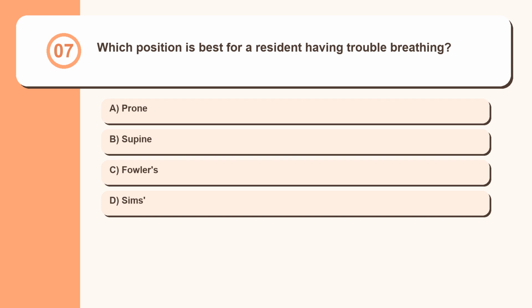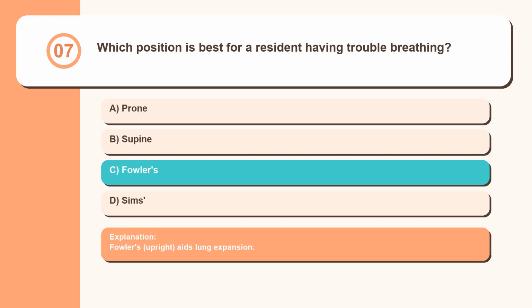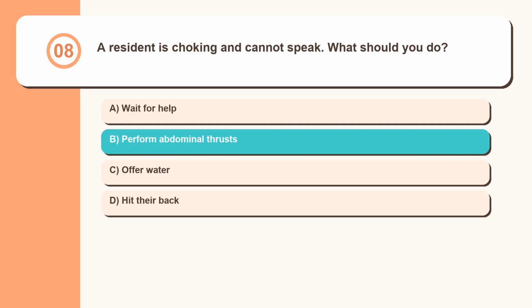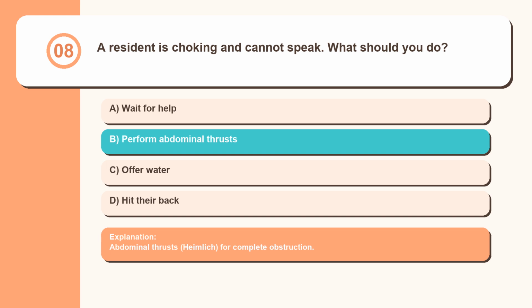Question 7. Which position is best for a resident having trouble breathing? Prone, supine, Fowler's, Sims. Fowler's, upright aids lung expansion. Question 8. A resident is choking and cannot speak. What should you do? Wait for help. Perform abdominal thrusts. Offer water. Hit their back. Abdominal thrusts, Heimlich, for complete obstruction.